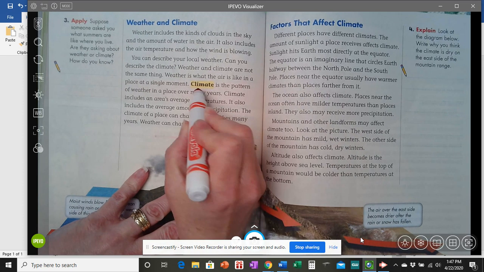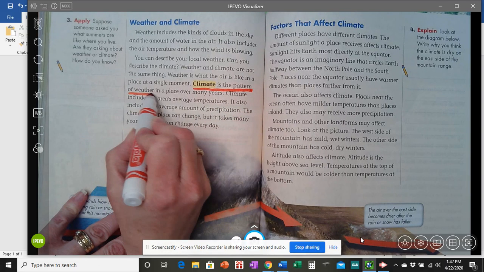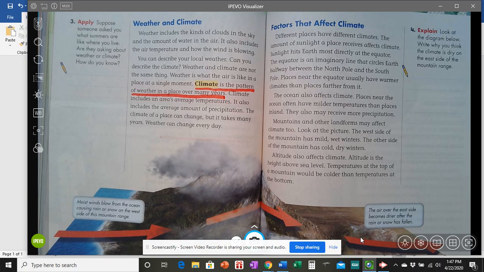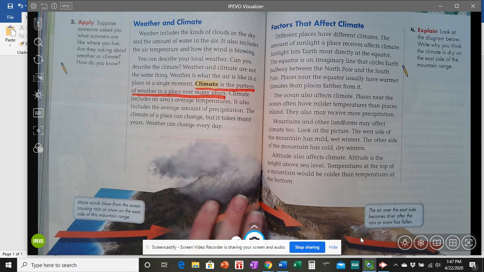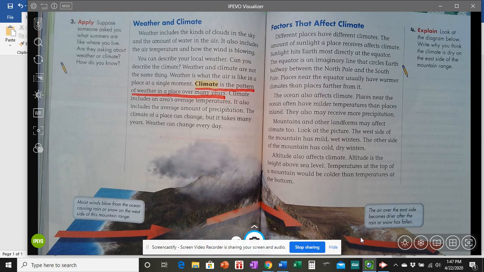Because that is a vocabulary word, I'm going to underline that. Climate includes an area's average temperature. It also includes the average amount of precipitation. The climate of a place can change, but it takes many years. Weather can change every day.